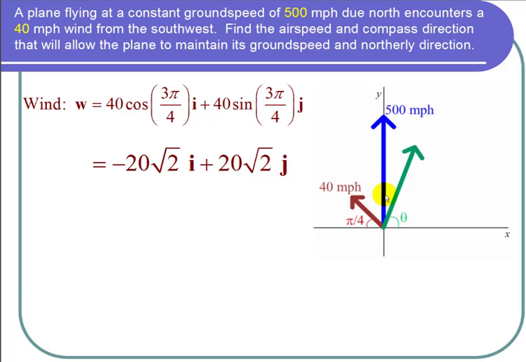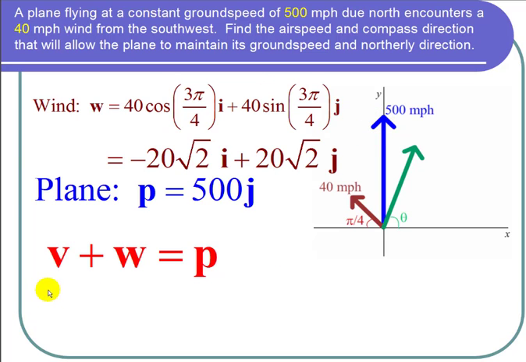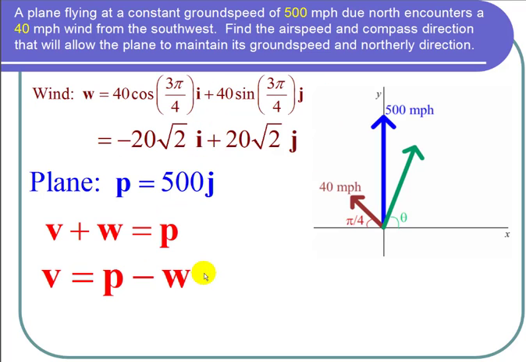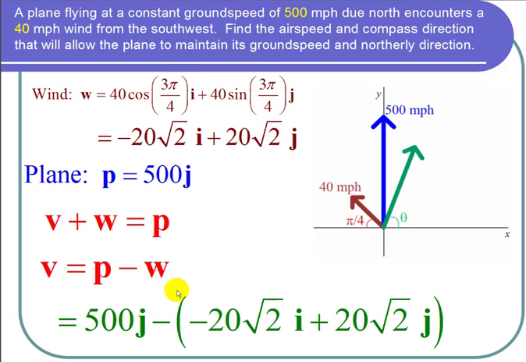The vector in the positive y direction at magnitude 500 is just 500j. So we could say that the vector we want, which is this vector in the first quadrant, plus the wind vector, should be our final vector, which is 500j. Or in other words, v plus w is equal to p, where v is our unknown vector, w is the wind, and p is the plane. We can subtract and get v equals p minus w and substitute in.